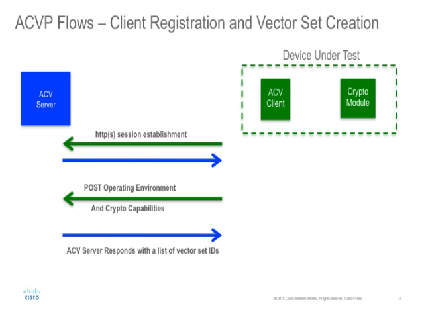From there, the server is going to respond with a list of vector set IDs. Those vector set IDs basically represent a CAVS file, a single CAVS file. So what does that look like?